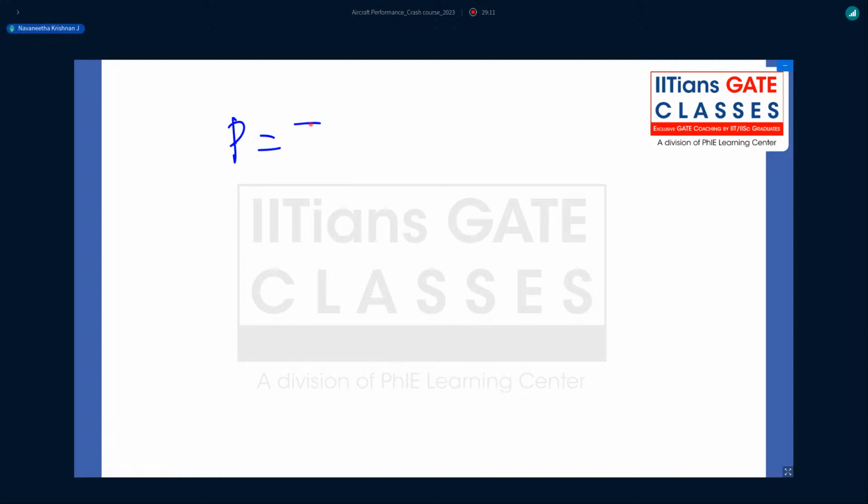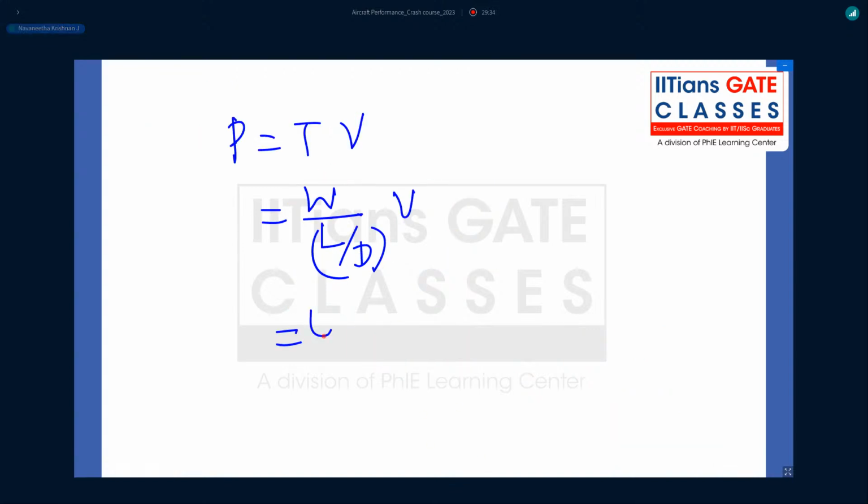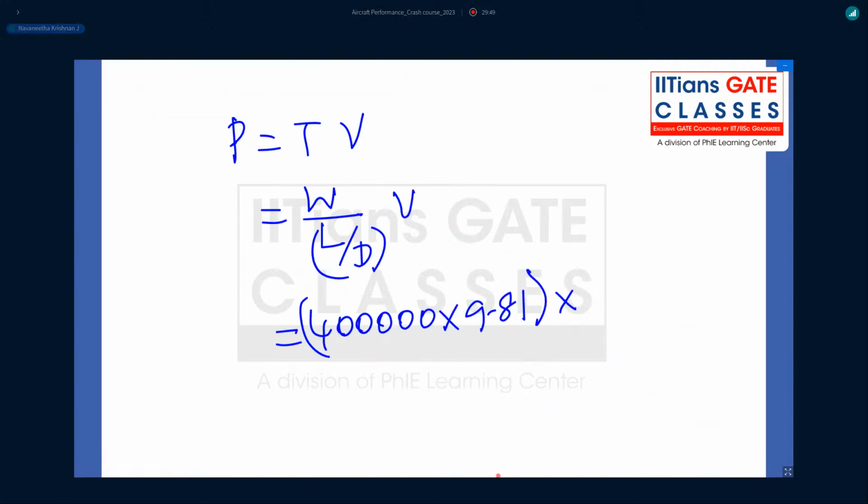Power is nothing but thrust into velocity. Thrust we just now calculated, it is W by L by D into velocity. W should be in Newton. So W here is given in the form of mass, 4 lakh kg. That means to convert into Newton, we have to multiply it by 9.81. So weight is 4 lakh into 9.81, into velocity, which is 240 meters per second, divided by L by D, which is 15.